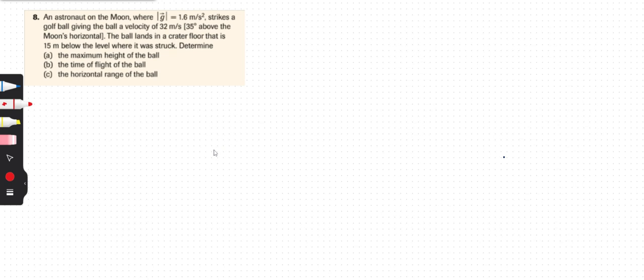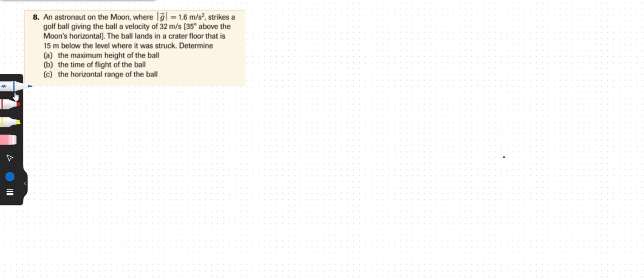An astronaut on the moon, where the acceleration of gravity is 1.6 meters per second squared, strikes a golf ball, giving the ball a velocity of 32 meters per second, 35 degrees above the moon's horizontal. The ball lands in a crater floor that is 15 meters below the level where it was struck. Determine A, the maximum height of the ball, B, the time of flight of the ball, and C, the horizontal range of the ball.